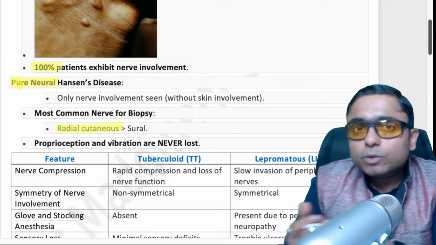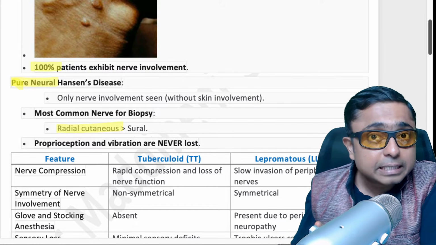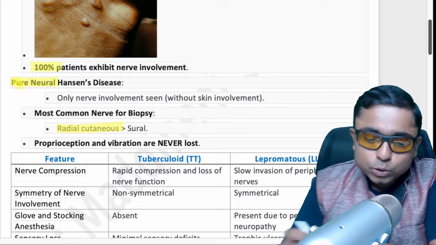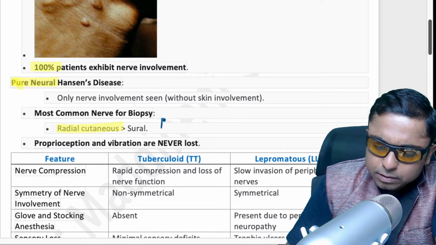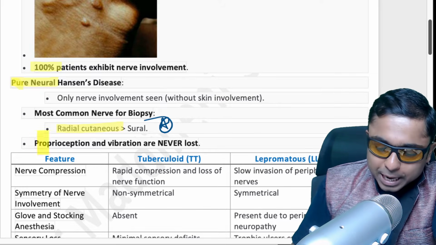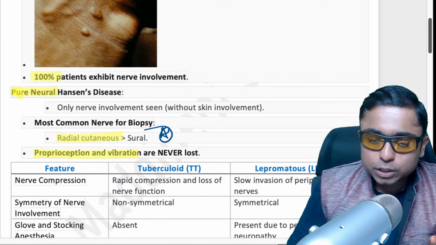And what will happen if you do a biopsy from a motor nerve? There is going to be a motor deficit. So there is going to be weakness. It's a problem. It will lead to a medico-legal case. So that's the reason why we prefer these nerves which do not have motor innervation. That is the first point. And remember dear students, proprioception and vibration sensations are never lost in the patients of leprosy.